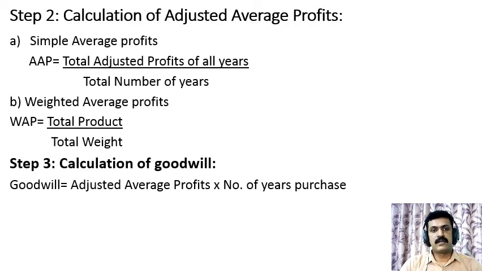In the next step, we have to calculate the adjusted average profits. Under simple average profits, the formula is total adjusted profits of all years divided by total number of years. And in case of weighted average profits, the formula is total product divided by total weights. And in the last step, we have to calculate the value of goodwill by using the formula adjusted average profits multiplied by number of years purchase.